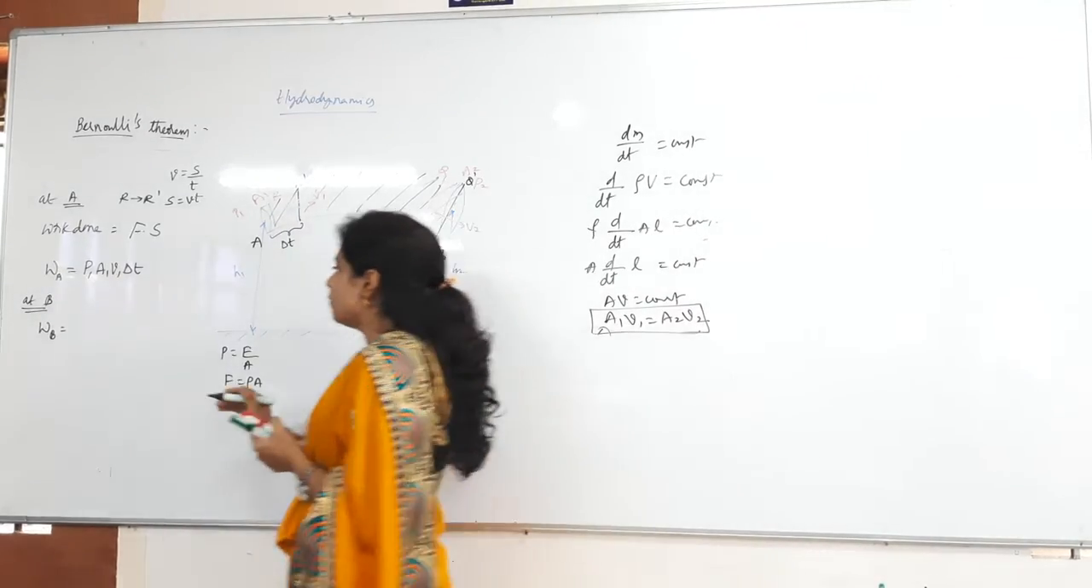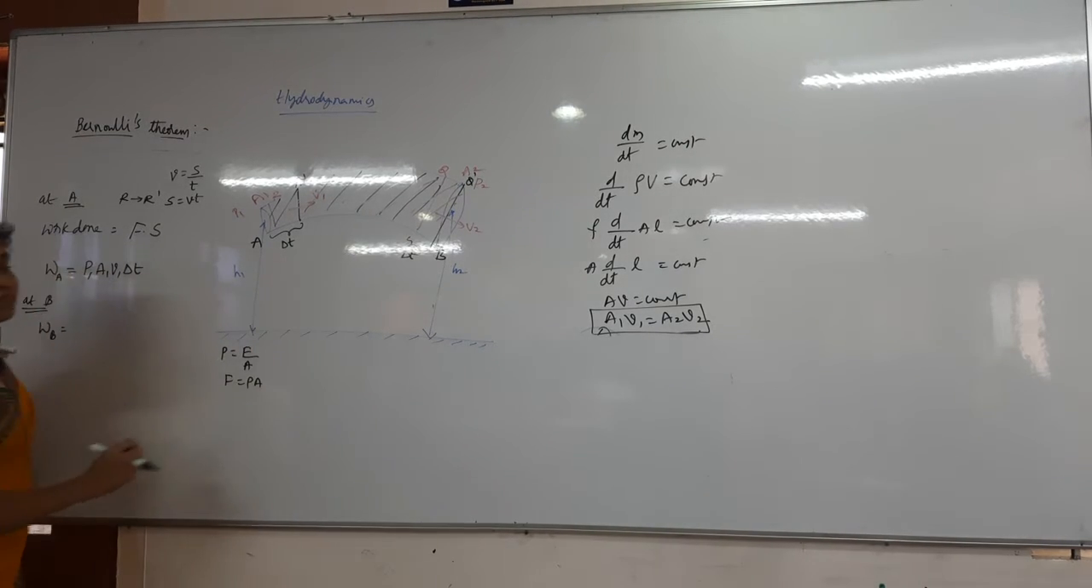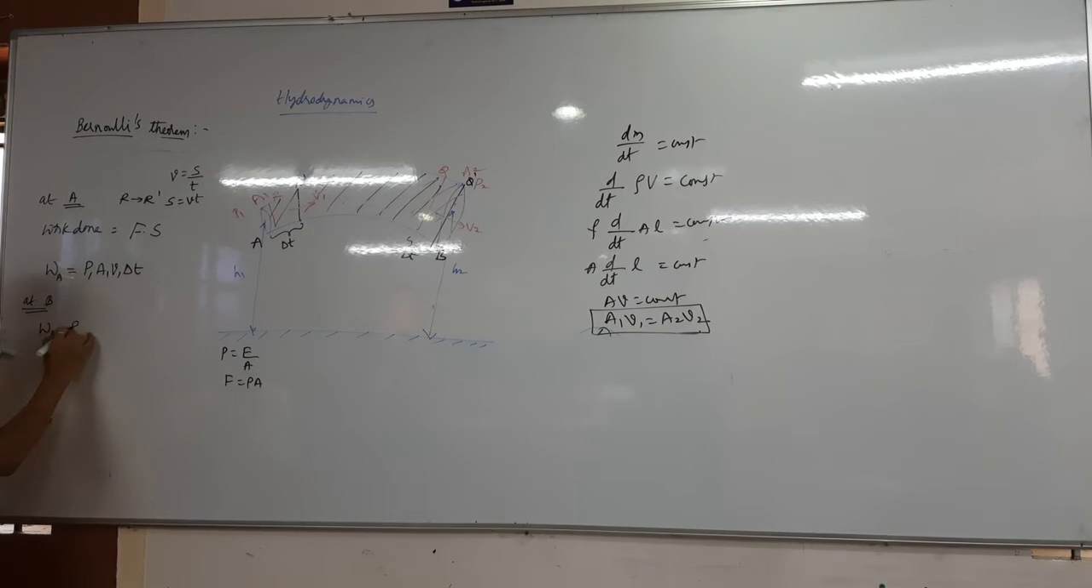So WB is equal to what can I write here? Force into displacement, right? What is the force applied? P2 is the pressure and A2 is the area. Velocity is V2, into time delta t. It is losing, right? So only here I am taking it as minus. Clear? So this is WA and WB, the work done at A and the work done at B.